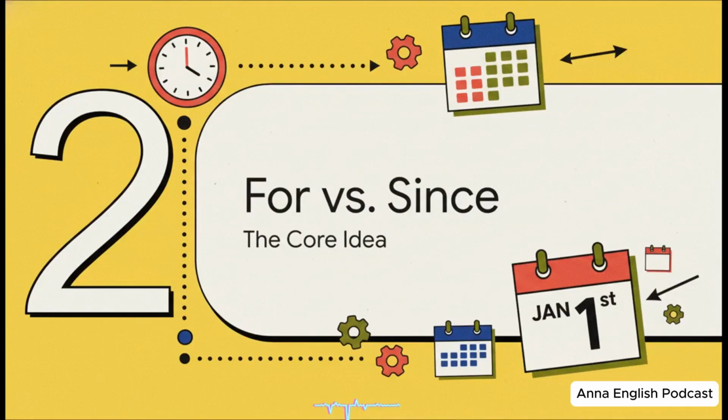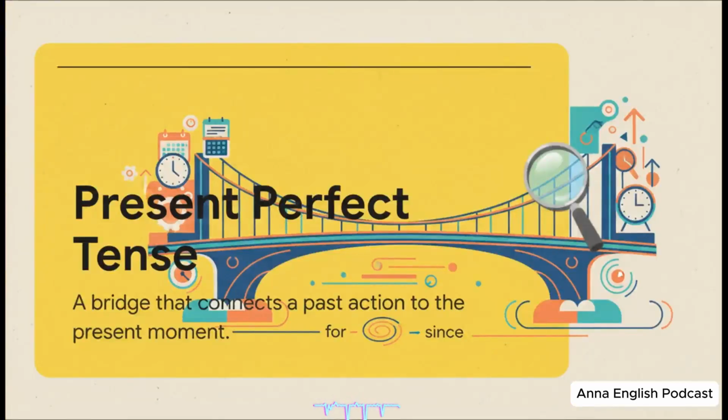Okay, now for the main event. Let's really break down the difference between for and since. And I promise you, it's way simpler than you might think. So, you might wonder, why do for and since always get talked about together? Well, it's because they're best friends with something called the present perfect tense. Just think of it like a bridge. It connects something that started in the past all the way to right now. The action might be over, but it's still important in the present.